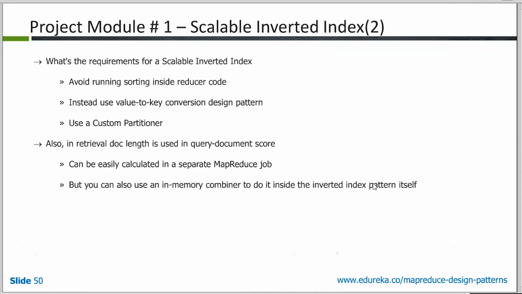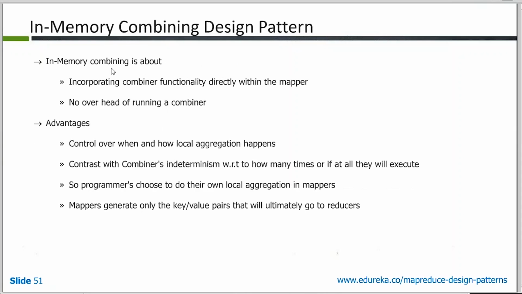So this is one part which we'll do to make our inverted index scalable. Then, in the retrieval, document length is used to compute the document score. When you're trying to retrieve documents, one of the parameters to choose which document to return to you is also the length of the document. Now that length of the document needs to be calculated. You could easily do it as a separate MapReduce job, but we'll use another pattern called the in-memory combiner pattern, so that you can do this length calculation as part of the inverted index job itself.